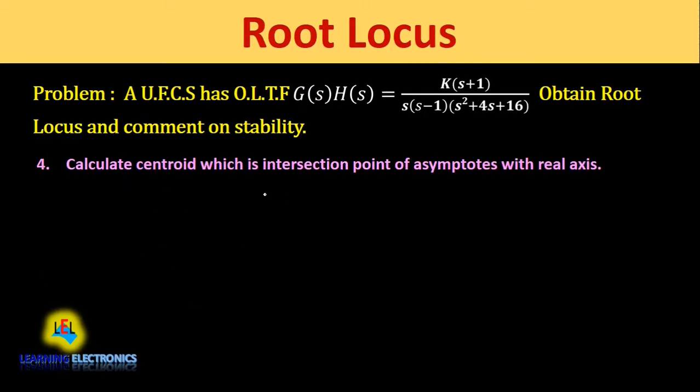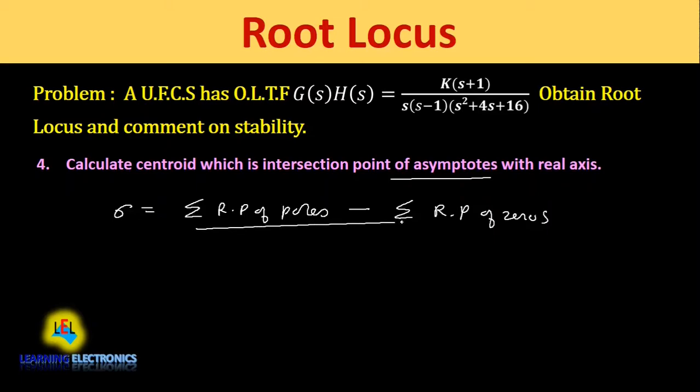The fourth step is to calculate the centroid, which is the intersection point of the asymptotes with the real axis. This centroid is represented by sigma and its formula is the summation of real parts of poles minus the summation of real parts of zeros, divided by p minus z. From the denominator of this transfer function, we can see that the first pole is at s is equal to 0, so its real part will be 0. Then the second pole is at s is equal to plus 1, that means its real part is plus 1, and the third and fourth poles are complex conjugate poles which have real parts minus 2 and minus 2.